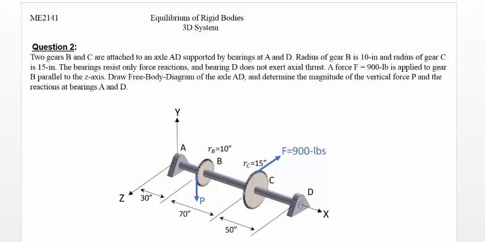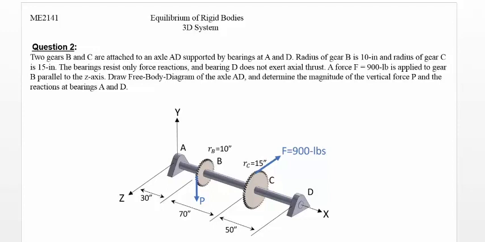This problem is about equilibrium of rigid bodies, in this case, a three-dimensional system. In this question, we have two gears, B and C, attached to an axle AD, which is supported by bearings A and D. Radius of gears B and C are given 10 inches and 15 inches respectively.